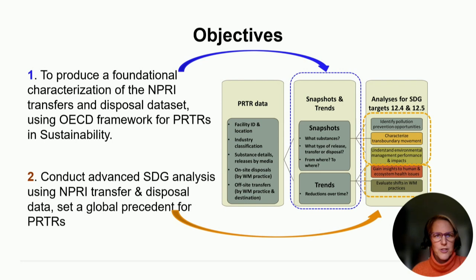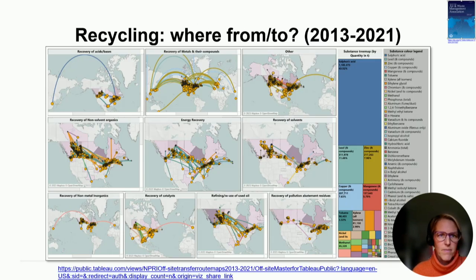So the work had 2 objectives. The first was to produce a basic characterization of what's in the transfer and disposal dataset, really just to raise awareness of what's there, but also to set the stage for using the data to see what NPRI can tell us about SDG 12 progress.